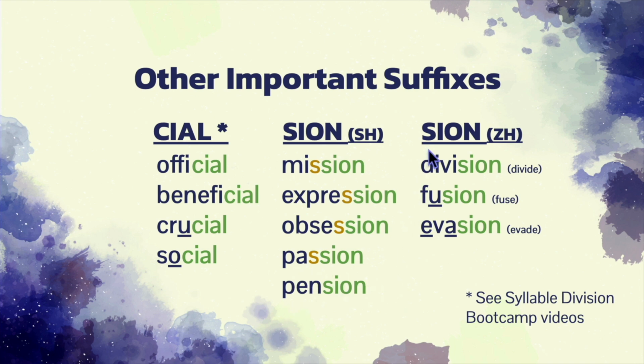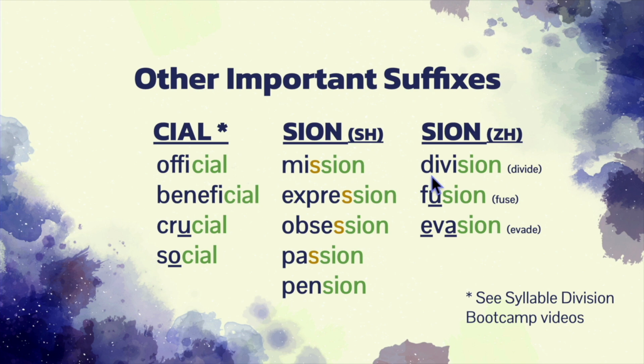The other pronunciation of this suffix, which is much less common, is zhun. How do you know when to use this pronunciation? If your root word ends in the sound of D or Z, in other words, if the root ends in D or Z, regardless of the spelling. It doesn't matter if the Z is from the letter S or a Z, and it doesn't matter if there's a silent E, then you will use the pronunciation zhun.